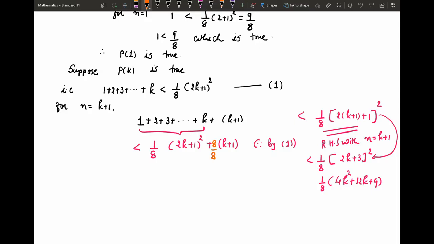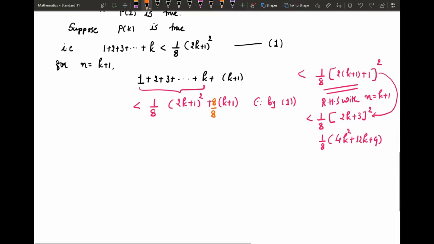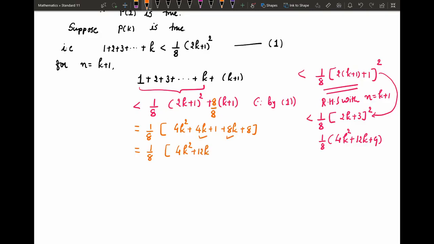Multiplied numerator and denominator by 8. Now this is simplification, so when we take 1 by 8 common, this is 4k square, middle term 4k plus 1 plus 8k plus 8, so this is 1 by 8 into 4k square, 4k plus 8k is 12k, 8 plus 1 is 9.